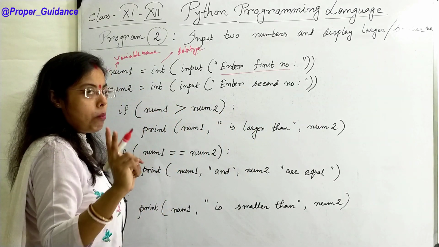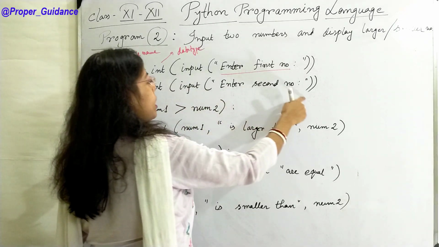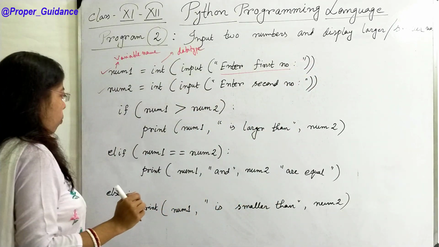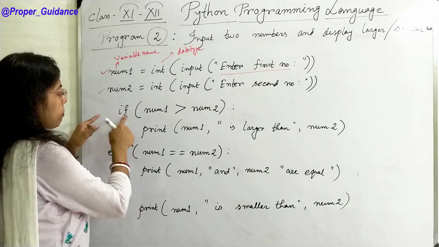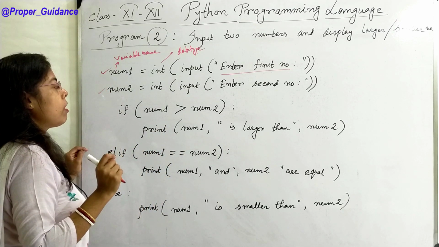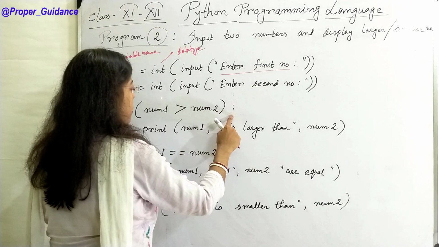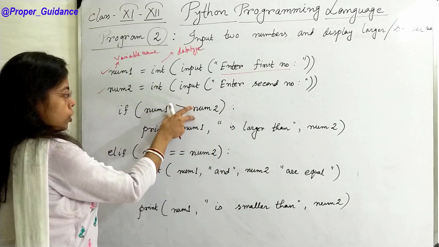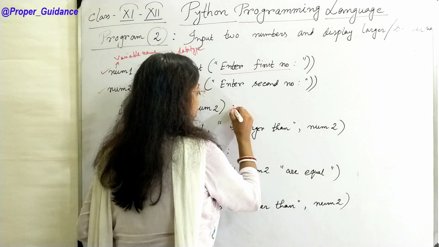We will take two numbers here, num1 and num2, and the same thing: int(input("Enter second number")). Now we use if, elif, else. Now the if statement, if num1. See, in the Python programming language, this is the syntax of the if statement. If, then in the parenthesis you have to write down the condition. After that you have to put a colon.